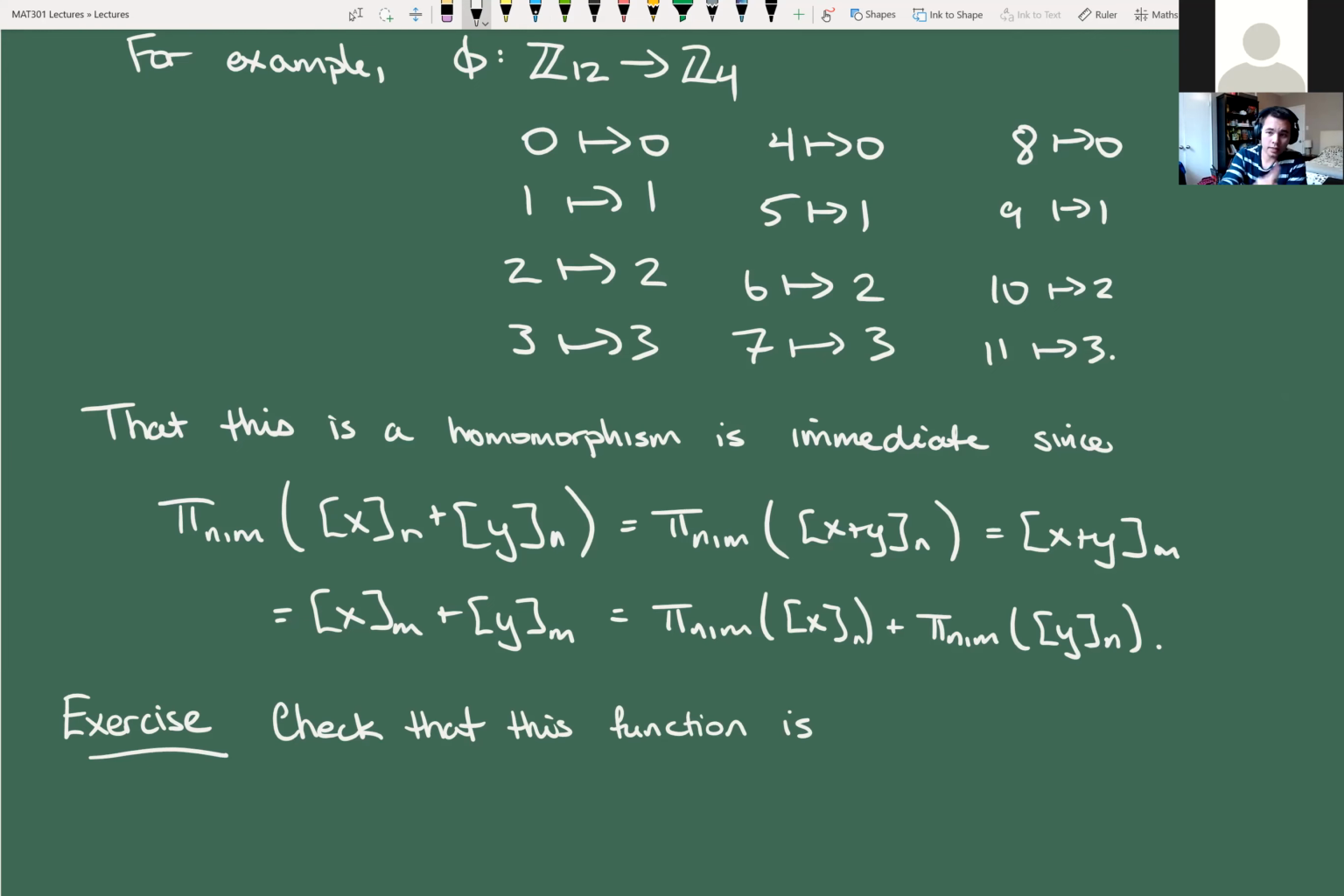So let's actually use the example above. Let's not use generic M and N. Let's use 12 and 4, right? So the map above, which maps Z12 to Z4. So I know that, say, 6 maps to 2. But what if the number that I plugged in was 30? What does 30 map to? So under the phi above, what does 30 map to?